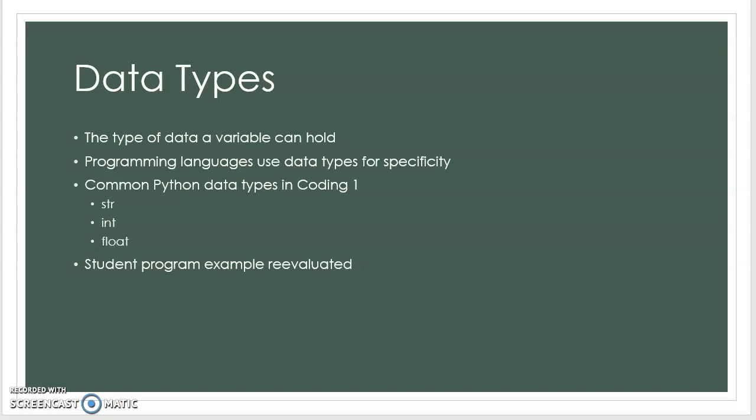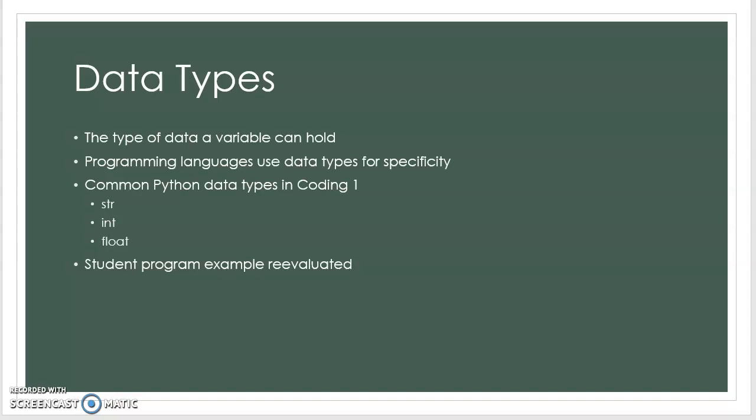So why do we have multiple data types then? It's for specificity. It's so that we can specify exactly what type of data is going to be stored here. It really does help to have different data types instead of one data type that is like a catch-all. It just wouldn't work. Common Python data types that you'll see in Coding 1 include string, integer, and float.